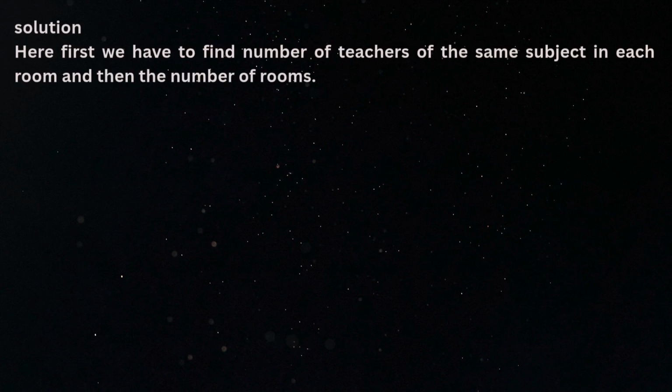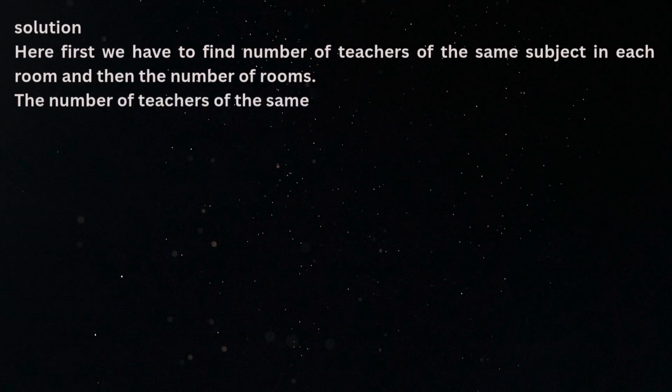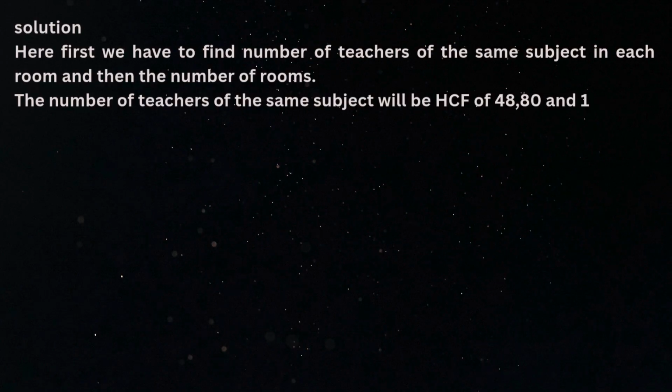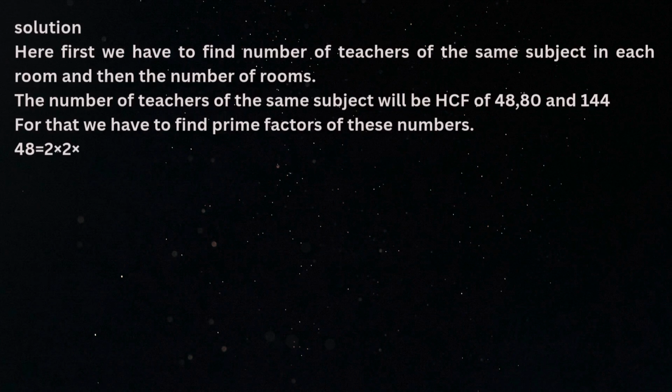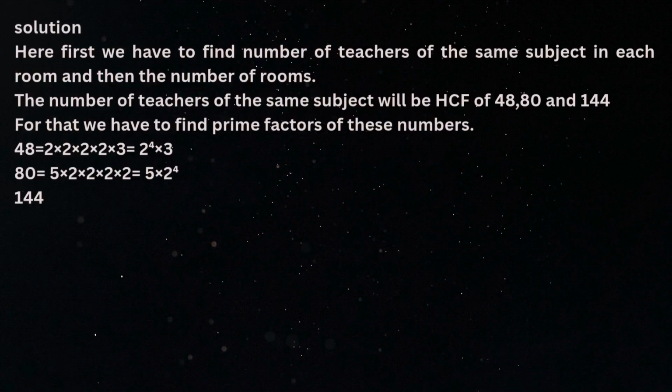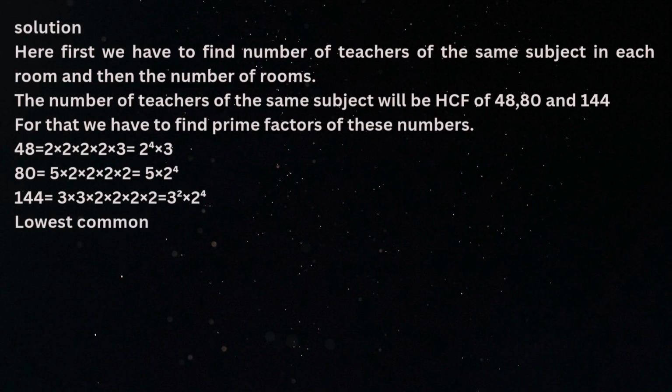For that we have to find prime factors of these numbers. 48 equals 2 times 2 times 2 times 2 times 3 equals 2 raised to 4 by 3, 80 equals 5 times 2 times 2 times 2 times 2 is equal to 5 by 2 raised to 4, 144 equals 3 times 3 times 2 times 2 times 2 times 2 is equal to 3 raised to 2 by 2 raised to 4. Lowest common primes are 2 raised to 4 or 16, so HCF equals 16.